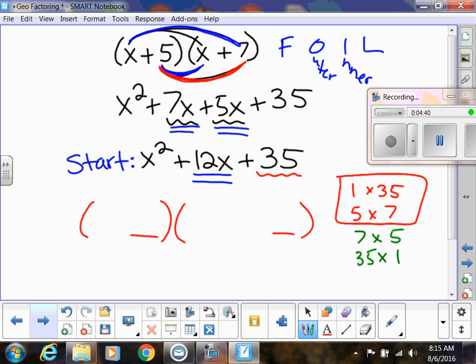Okay, so let's think about that. How would that help me in this situation? Well, if I had 1 and 35 in those spots, then I would be adding 1x plus 5x, or 35x.